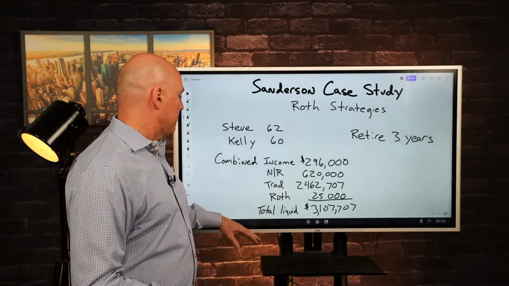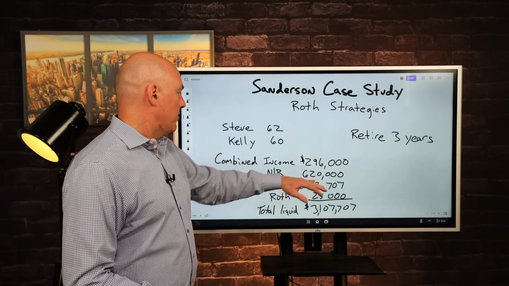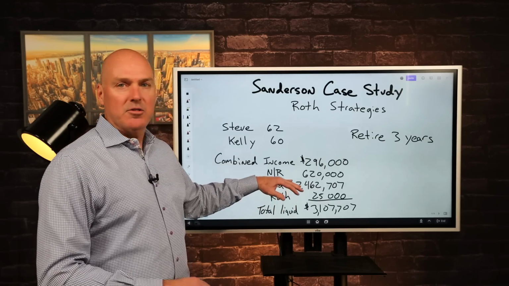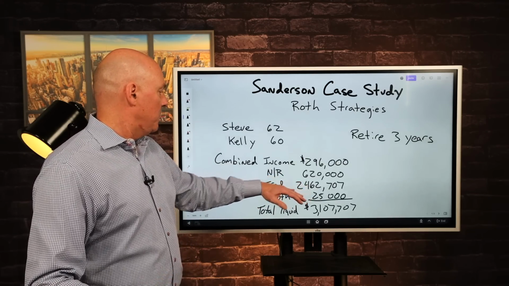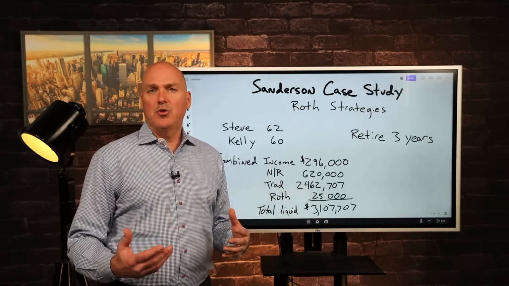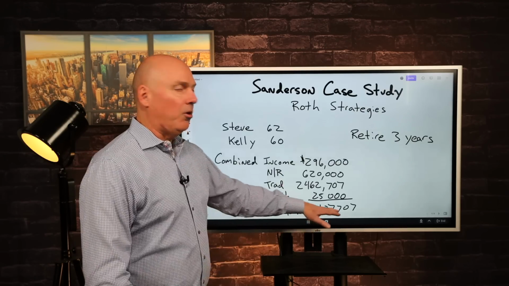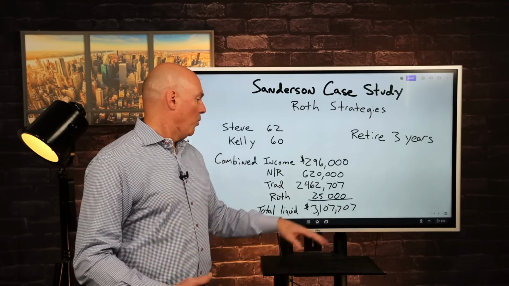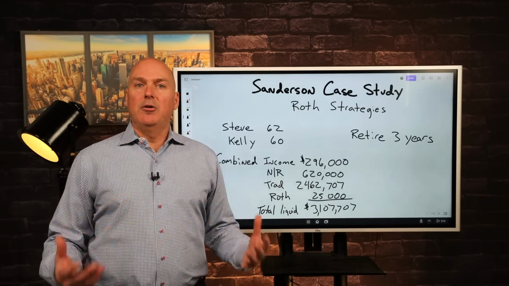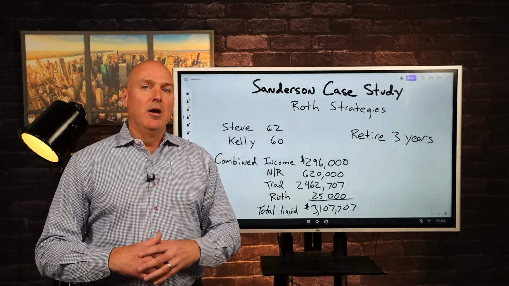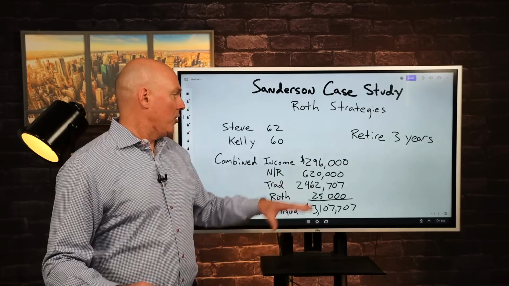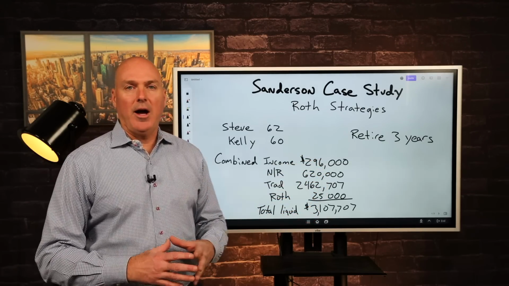They also have some assets, non-retirement, of $620,000, traditional retirement accounts of $2,462,000, and a little bit in Roth of just $25,000. The total of all those liquid assets is $3,107,000. That does not include any real estate assets or any other cars or anything like that, any other property. It's just their liquid assets that we're highlighting here.